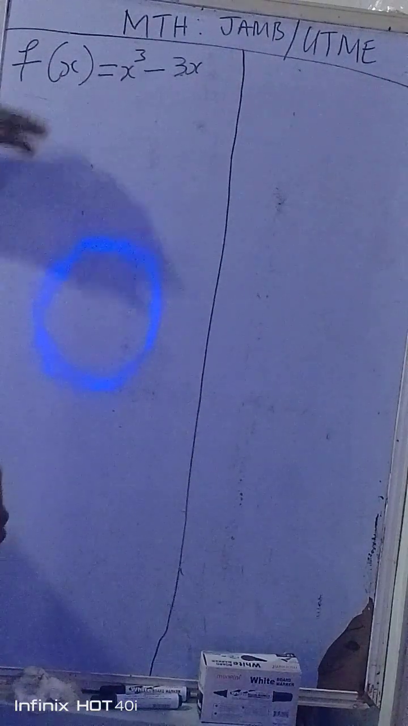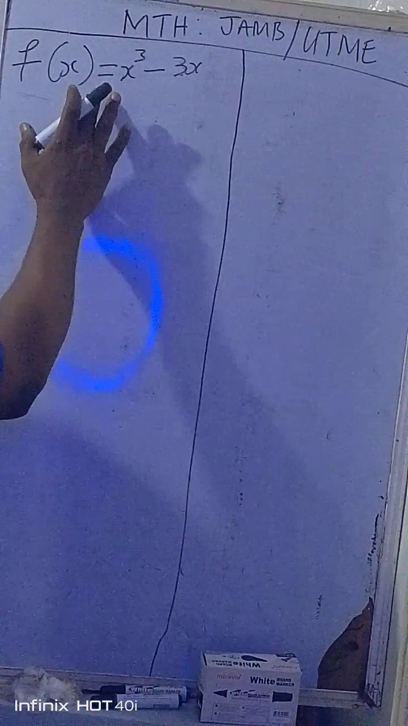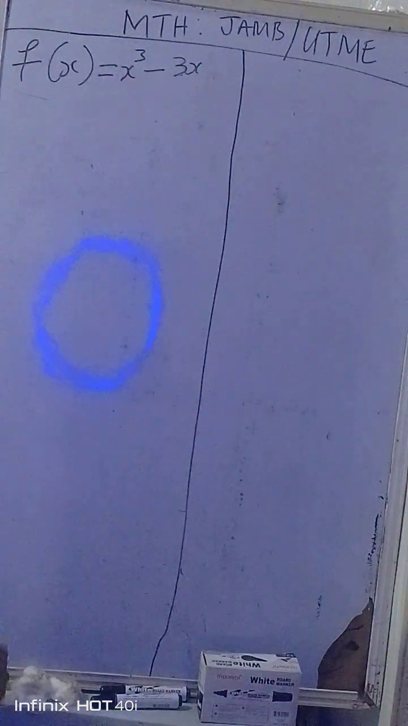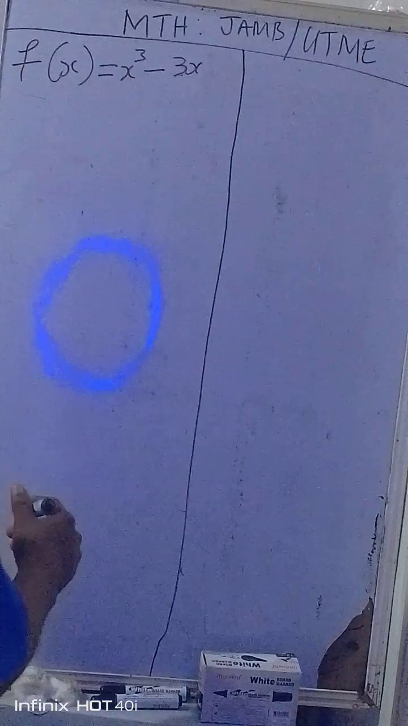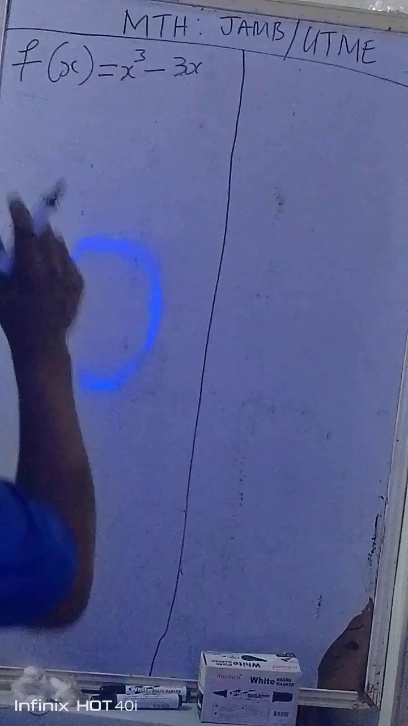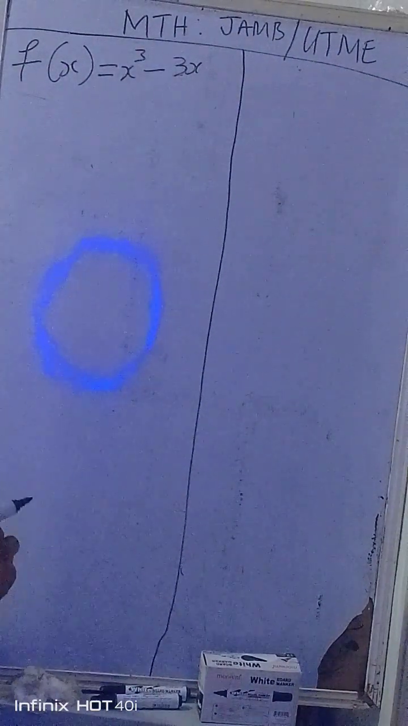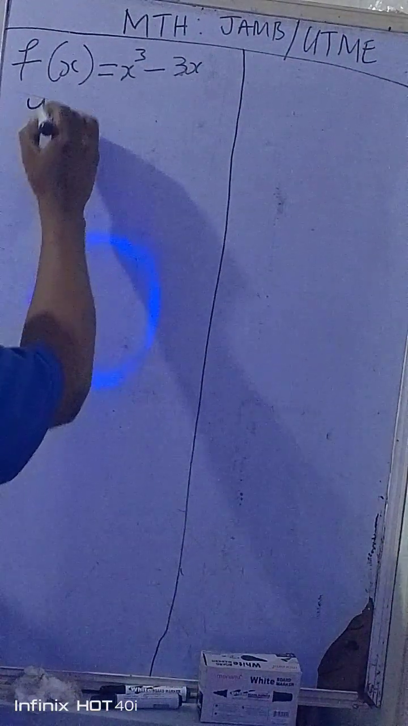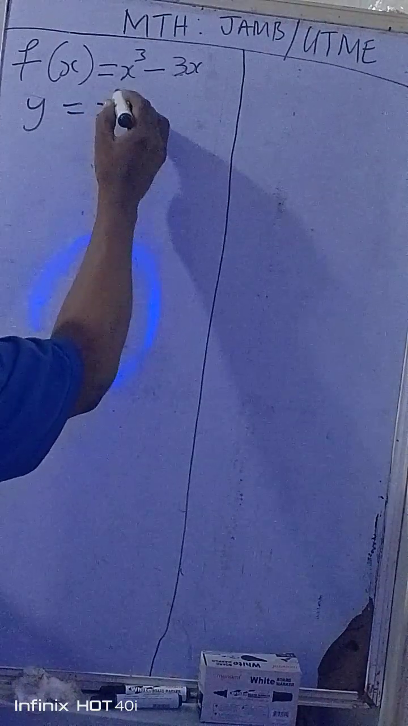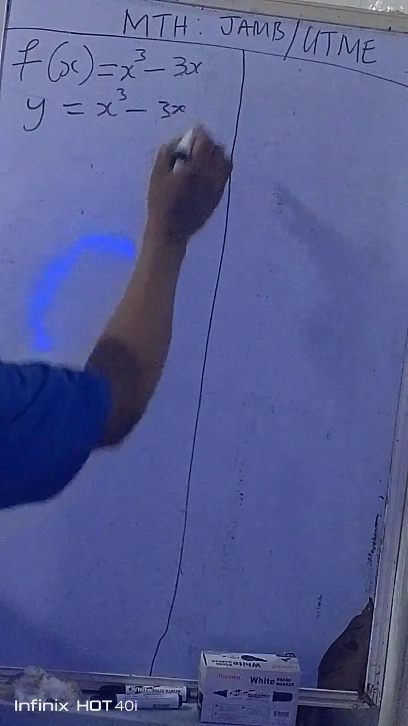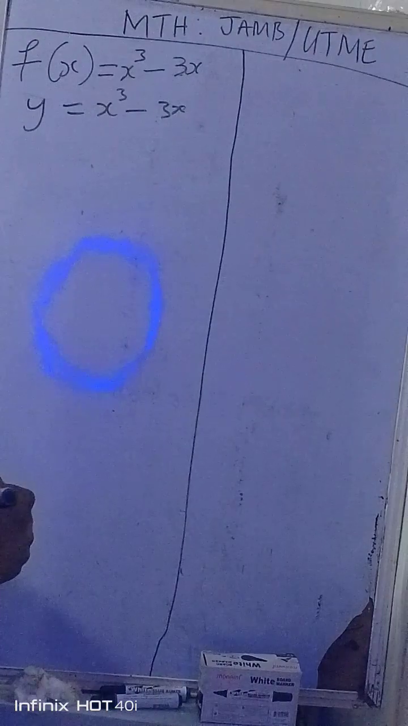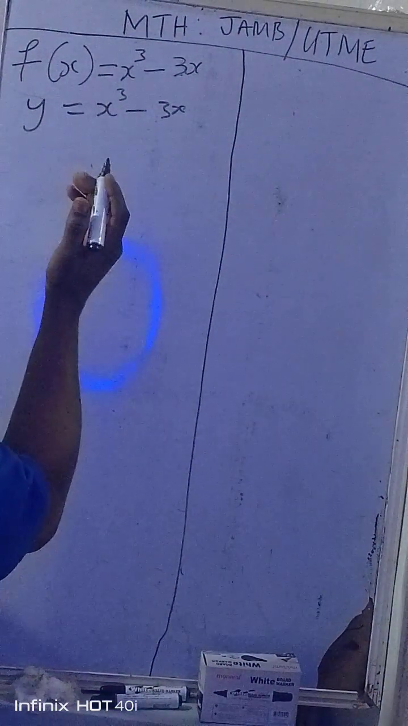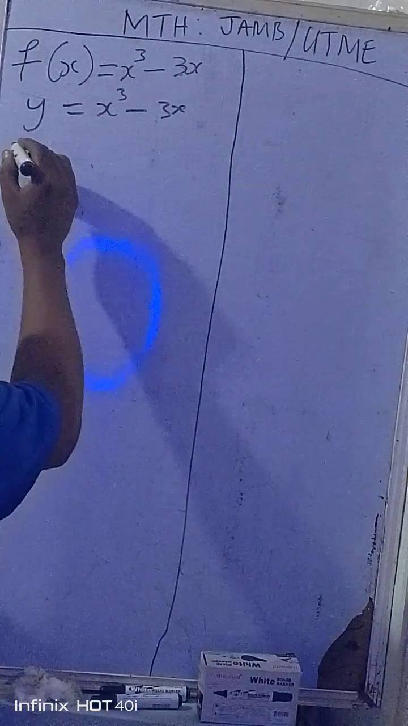So we are asked that f of x is equal to x raised to power 3 minus 3x. Now the question simply says we should find the maximum value of this equation. What this simply means is the same thing as saying that y is equal to x raised to power 3 minus 3x. That's what it's saying. Did you get that now? Okay, so now we're asked to find the maximum value and the graph of the equation.